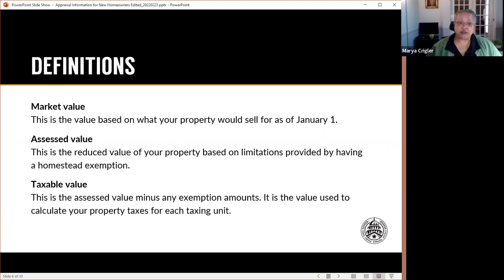So the first is market value. And again, that's strictly based on what's happening in the market. There's no limit on that. It is exactly what the market says it's going to be.